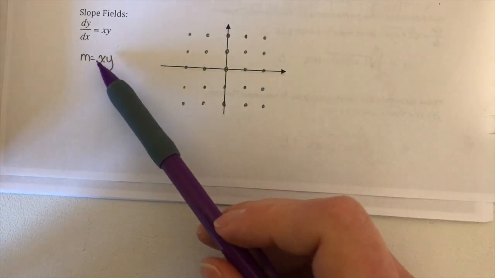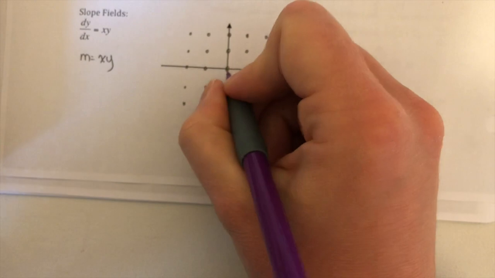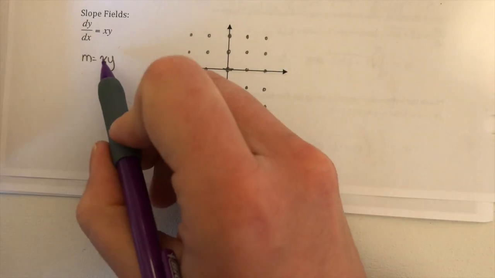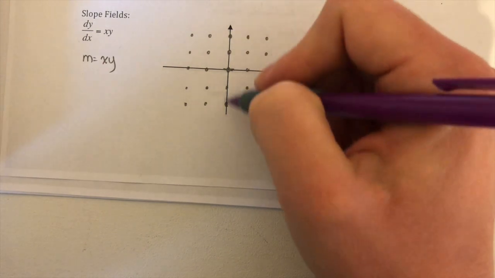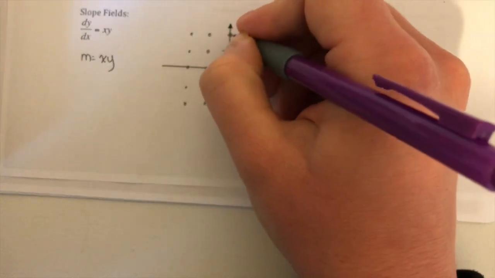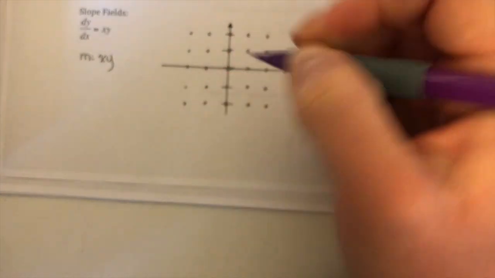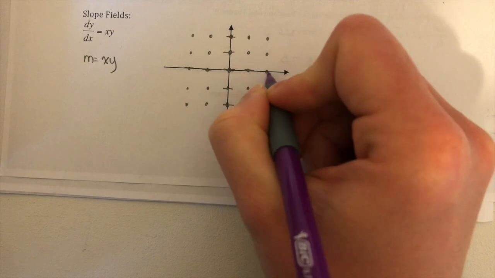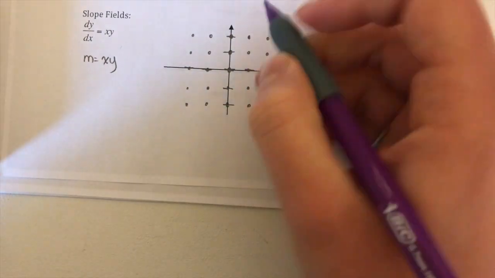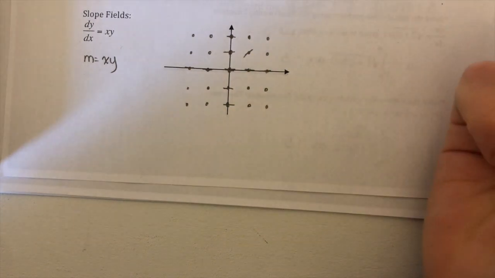So if my slope is equal to x times y, at 0, 0, my slope is 0. At 0, so if my x coordinate is 0, so anywhere on this y-axis, those are all going to be 0 slopes. Same with if y is 0, so anywhere on the x-axis, these guys are all going to be 0 slopes. Okay? At x and y equal 1, my slope is 1.